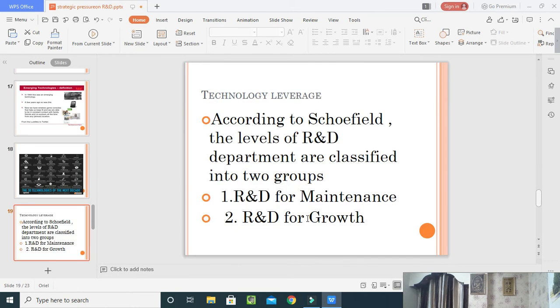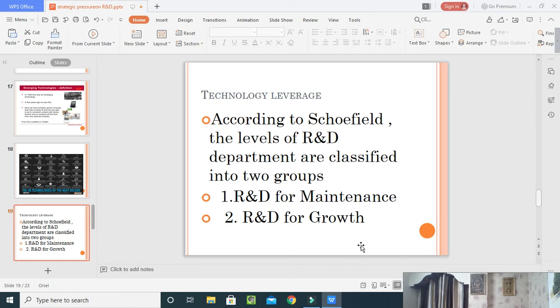Now we'll go for the next term, that is technology leverages. According to the field, the levels of R&D, the research and development department, are classified into two groups. The first one is R&D for maintenance and the second is R&D for growth. When we are having research and development, the department has to be maintained properly, and there should be growth in future. Then only do we call these the leverages of the technologies. Maintaining is important. If you are not maintaining in a proper way, then after some time our product or the technology will not work. Again, there should be growth. Gradual growth should be there.